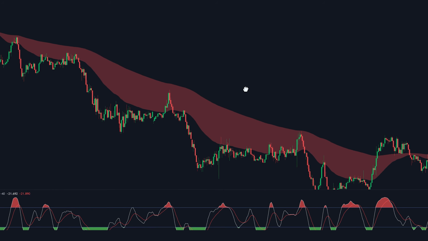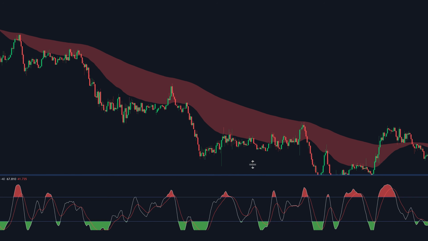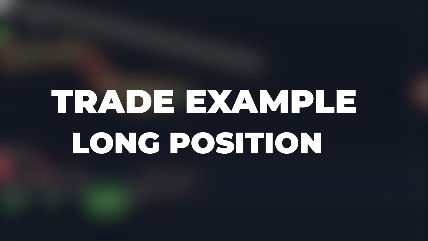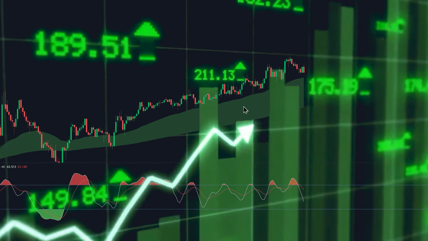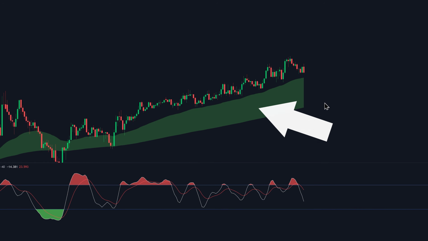Now, to trade using this combined indicator strategy, here is how we're going to do it. To take a long trade, first we want the market to be in a bullish trend. To confirm that, we just make sure that the EMA cloud is colored green and the price is trading above it. This indicates a bullish trend.